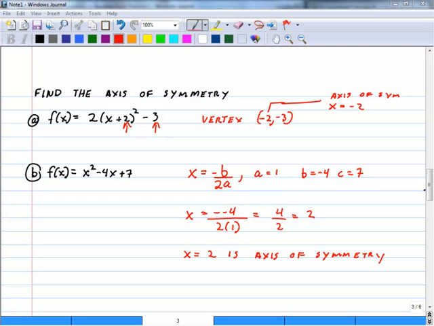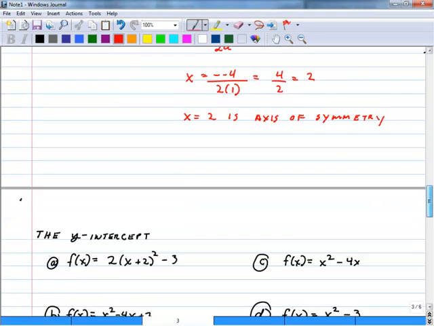The axis of symmetry again is the line that cuts the parabola right in half perfectly and makes a mirror image on either side. I mentioned that we're going to use the y-intercept to help mirror points from one side to the other. So let's start talking about how you find the y-intercept with the parabola.